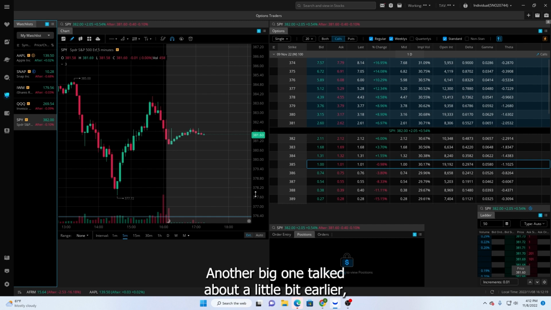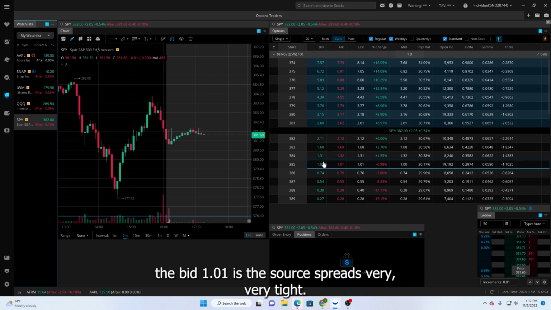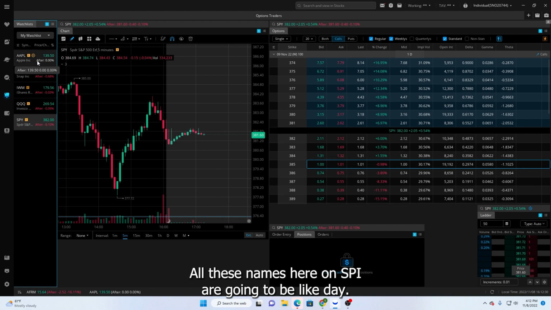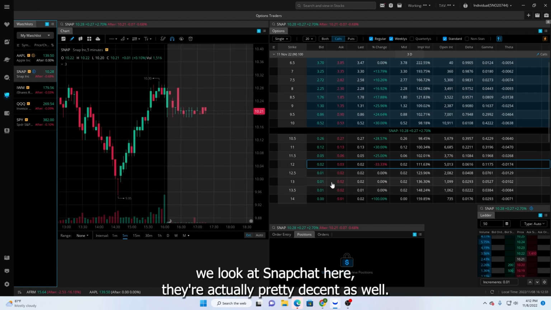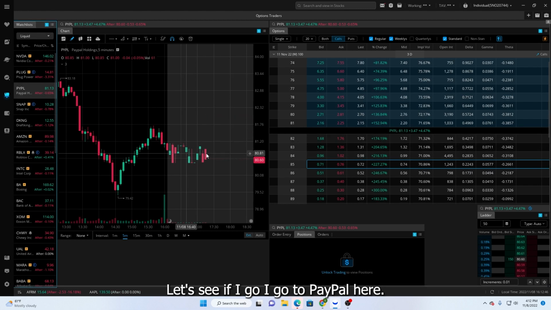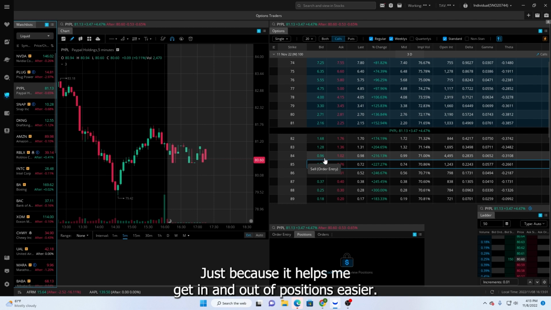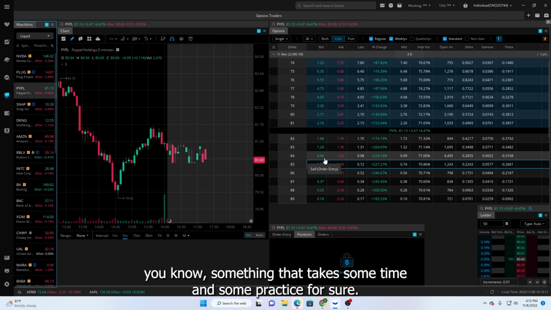Another big one, talked about a little bit earlier, didn't go in depth, is the bid-ask spread. So here on SPY, bid-ask spread is 1, the bid, 1.01 is the ask. So our spread's very, very tight. All these names here on SPY are going to be like that. If we look, Apple would be decent. If we look at Snapchat here, they're actually pretty decent as well. Let's see, if I go to PayPal here, see, we have a little bit higher spreads. I try to aim for, you know, 0.5, maybe 0.1 at the highest on spreads, just because it helps me get in and out of positions easier. There is ways to definitely take advantage of the spreads, but that's, you know, something that takes some time and some practice for sure.